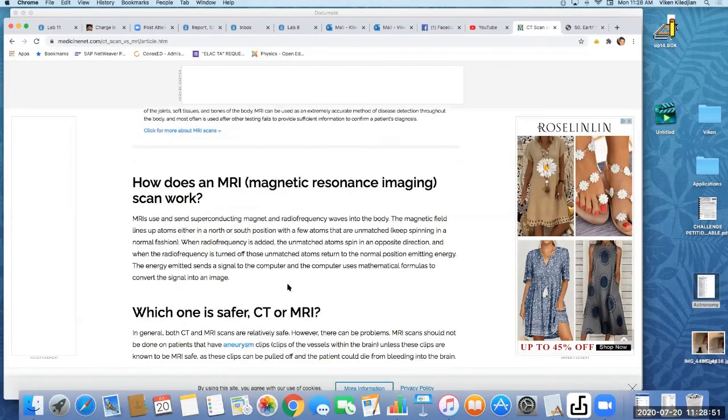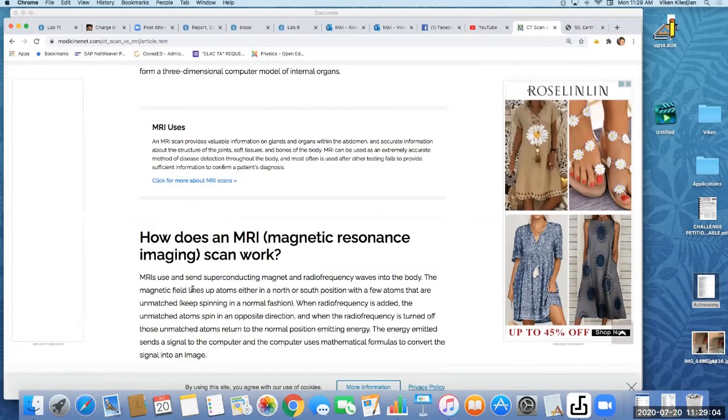Magnetic fields. So let's see, MRIs use a superconducting magnet and send radio frequency waves into the body. The magnetic field lines up atoms either in a north or south position, with a few atoms that are unmatched, which keep spinning in a normal fashion. When a radio frequency is added, the unmatched atoms spin in an opposite direction, and when the radio frequency is turned off, those unmatched atoms return to their normal position, emitting energy. The energy emitted sends a signal to the computer, and the computer uses mathematical formulas to convert the signal into an image. You guys see that?